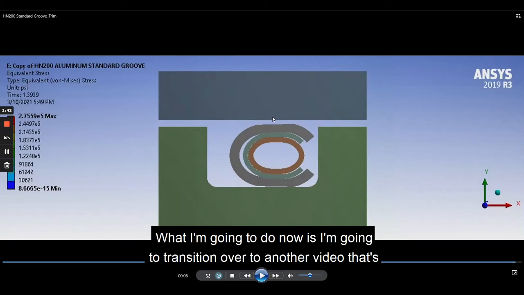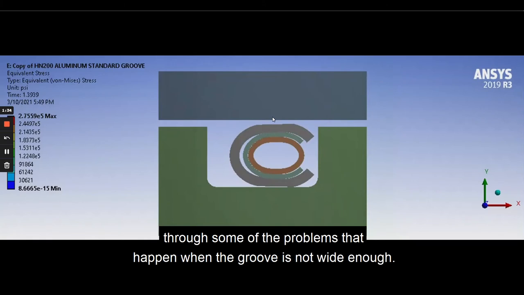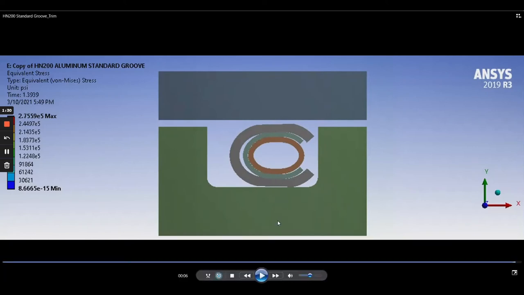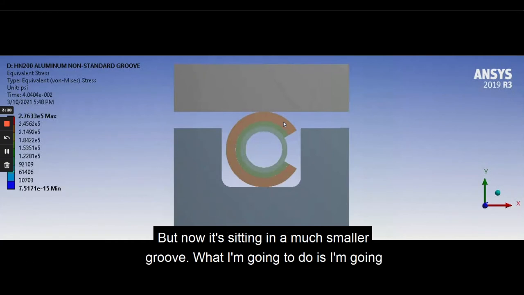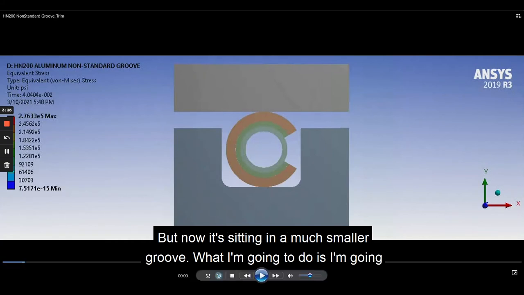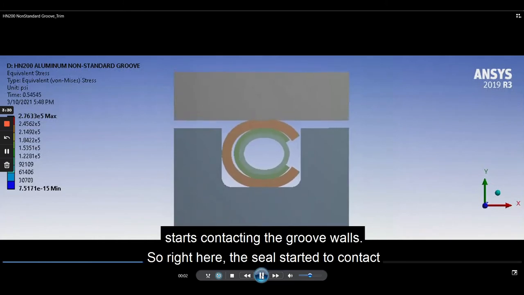What I'm going to do now is transition over to another video that's going to show this same exact seal, but in a much smaller groove, and then talk through some of the problems that happen when the groove is not wide enough for the seal. So here's the same HelicoFlex seal that we had previously shown in the last video, but now it's sitting in a much smaller groove. I'm going to play this video of it being compressed and talk about what happens when the seal starts contacting the groove walls.